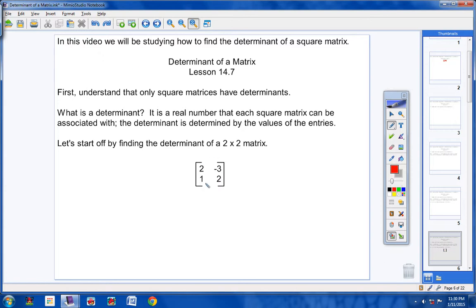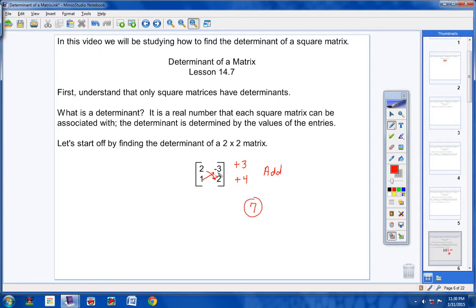So I'm going to multiply up from left to right. 1 times negative 3 is negative 3, so I'm going to put a positive 3. That's so easy. Then I multiply down. 2 times 2 is 4, and I do not change the sign. Now, do you know what you do with those two numbers? You simply add them together. So the determinant is positive 7.